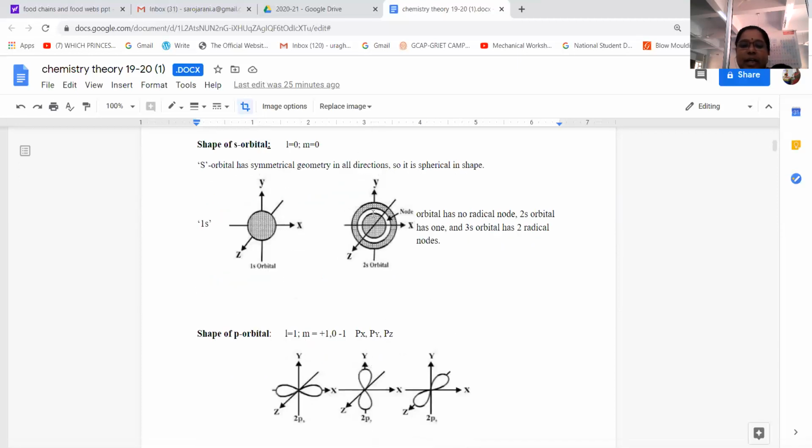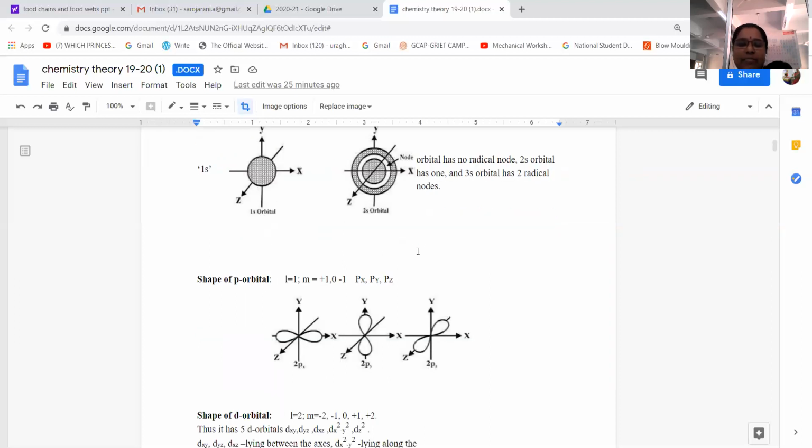Right? So here if you see, this is the 1s orbital, this is the 2s orbital. Even if you go to 3s, 4s, 5s, 6s, whatever it may be, all s orbitals are spherical in shape. 1s orbital has no radial node. 2s orbital has 1 and 3s orbital has 2 radial nodes. If you see the 1s orbital, it has no radial node, right? So 2s has 1. If it is 3s, it has 2 nodes. It means n minus 1, simply you can say 1 less than n.